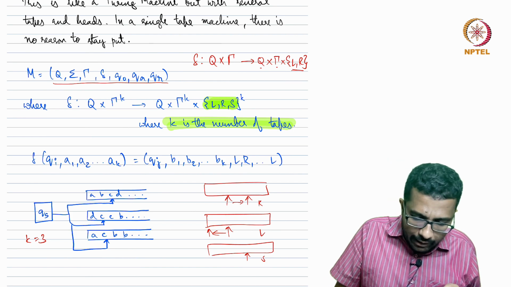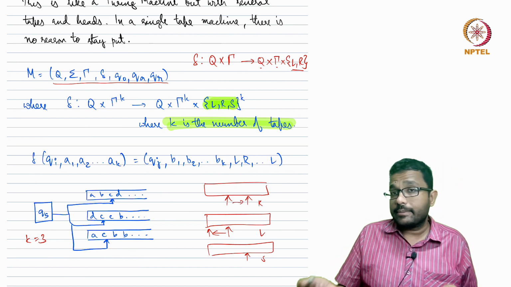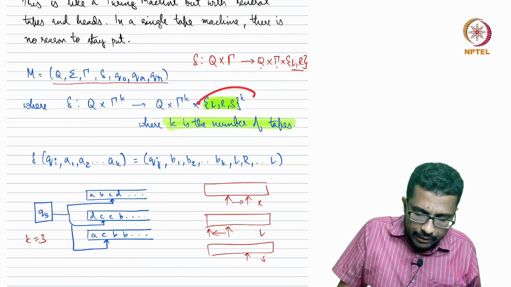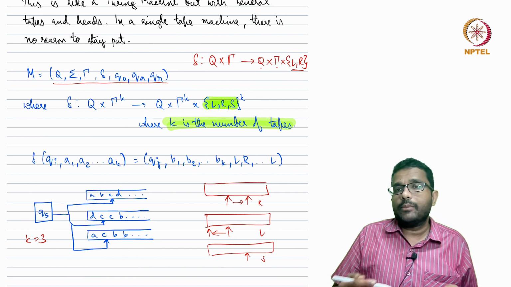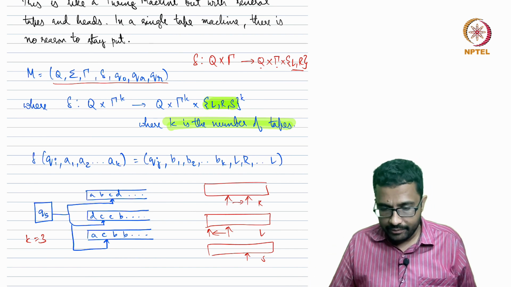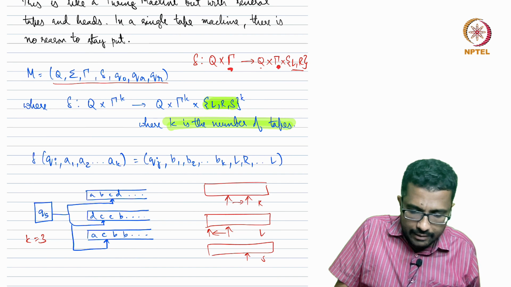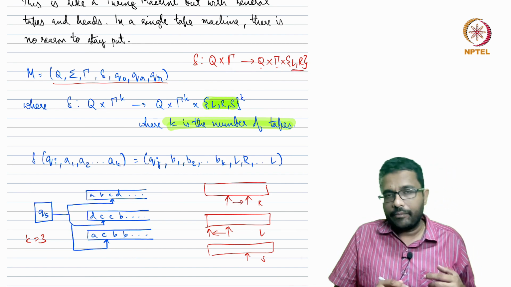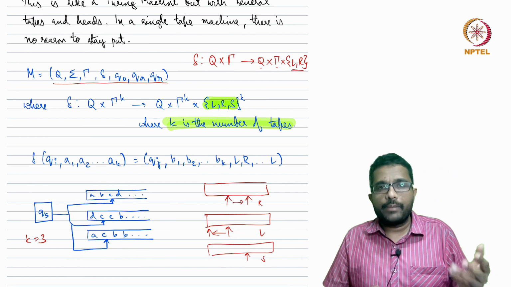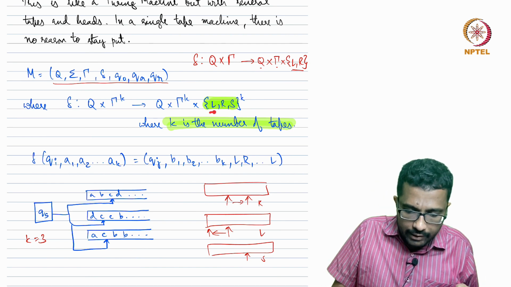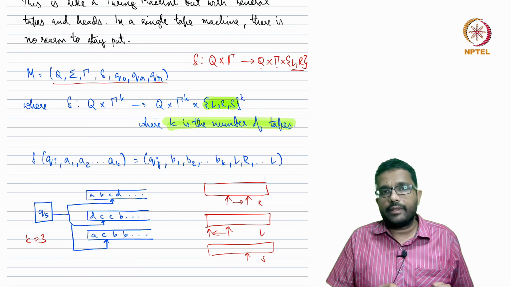And L, R, S: here I have already explained why we need the stay option, and for each of the tape heads we have to say whether they move left, right or stay. So that is the main difference. First of all, this gamma and this LR become k-fold, and the second difference is that in addition to L and R, we allow a stay option. These are the 2 differences.